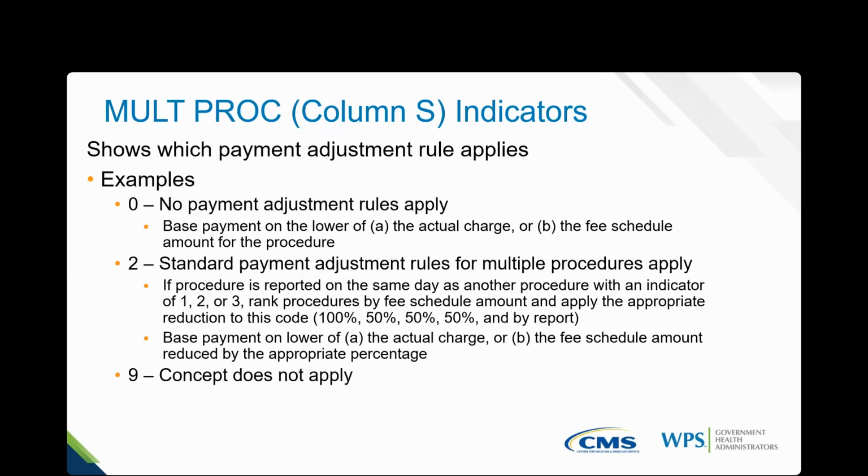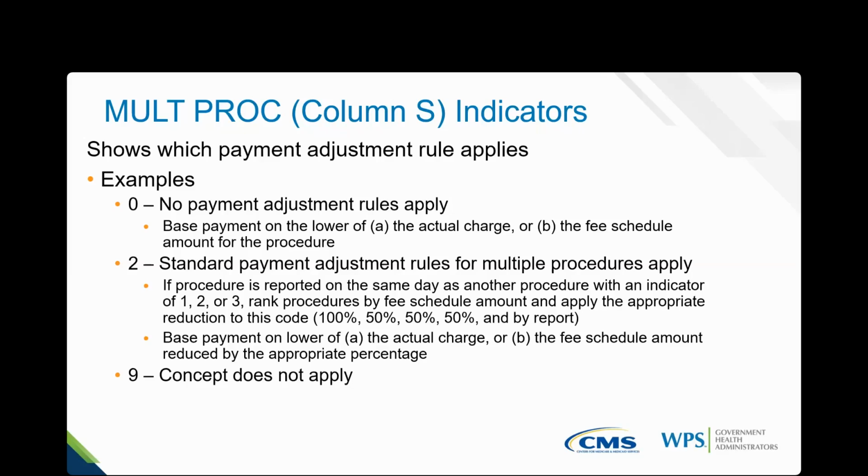So these are those that are for column S only, the column titled MULT PROC, which stands for multiple procedures. It's actually on page 9 of the PDF file that you can find these particular explanations, if you will. So if a 0 appears there, that means that no payment adjustment rules apply. If the 2 is there, it means the standard payment adjustment rules for multiple procedures apply.